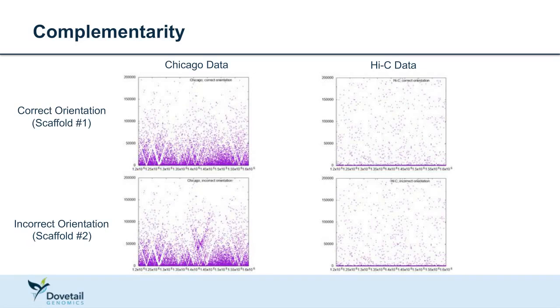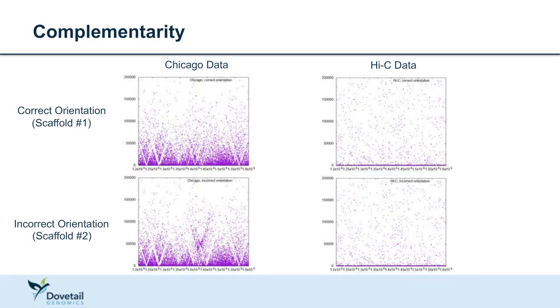So along the top, we have the scaffold with all of the contigs within it in what is presumed to be the correct order and orientation. And then in the bottom plots, we've gone ahead and introduced, artificially and manually, a 50 kilobase inversion, and then replotted the data. And so we have the Chicago data on the left side and the Hi-C data on the right side.